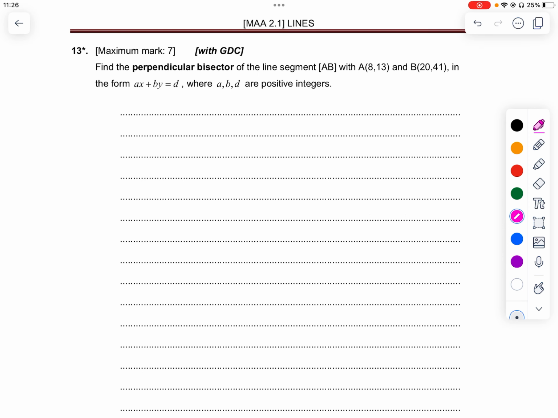Question number 13. Find the perpendicular bisector. So once again, for finding the perpendicular bisector, what is the first step? Find the gradient. What is that gradient? y2 minus y1 by x2 minus x1. I get 7 upon 3. Then find the perpendicular gradient, which is minus 3 upon 7.